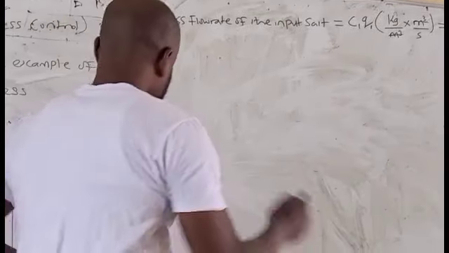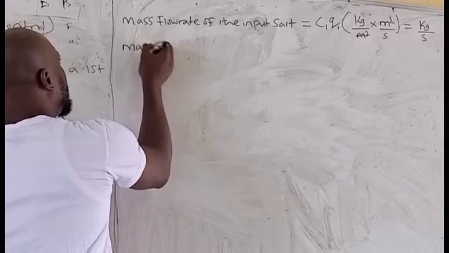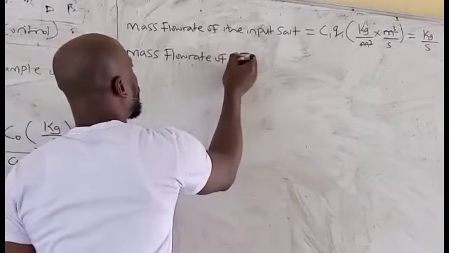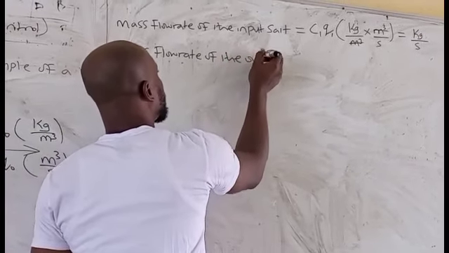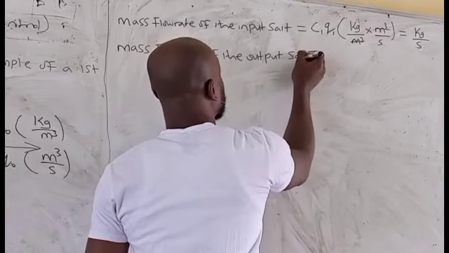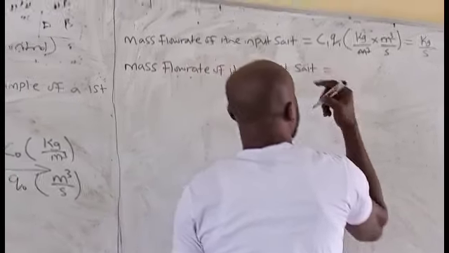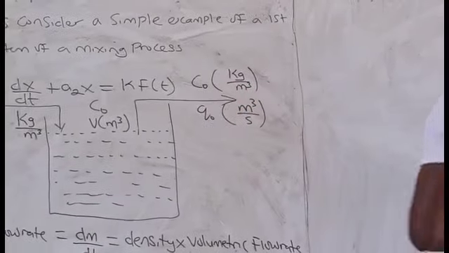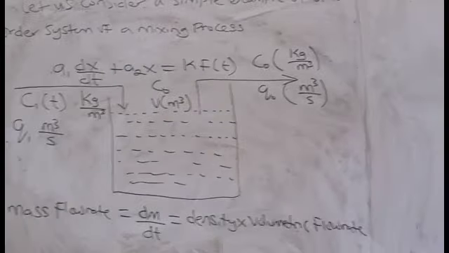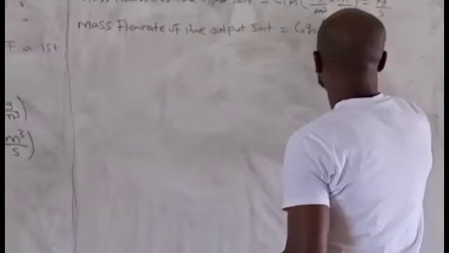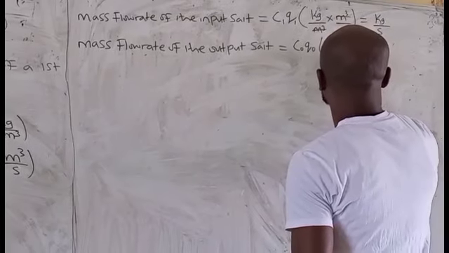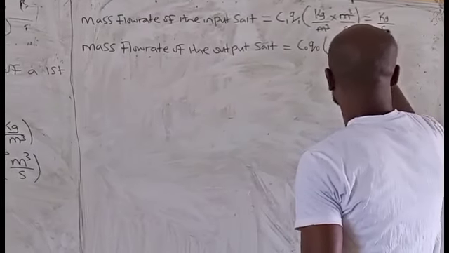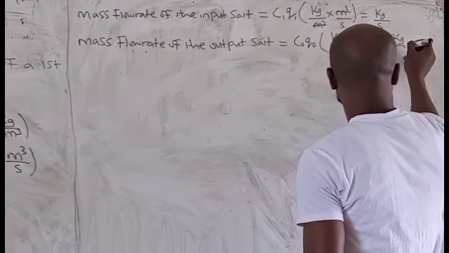So now we move over to mass flow rate. The mass flow rate of the output source will give you C naught times Q naught. You have the unit kilogram per meter cube times meter cube per second, so this will cancel this. You still have the same unit as kilogram per second.